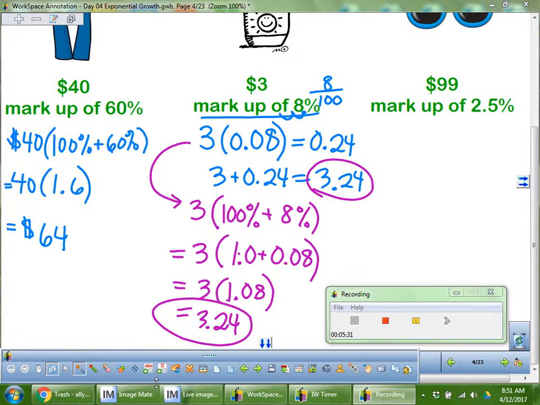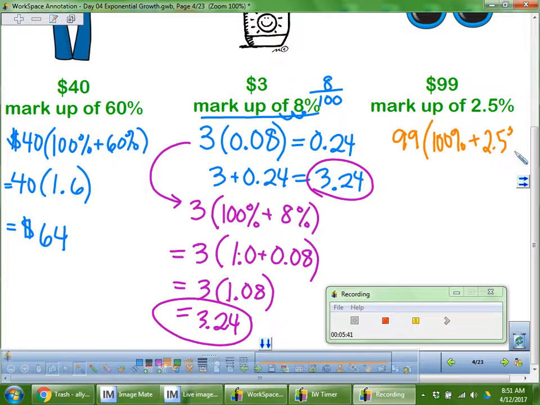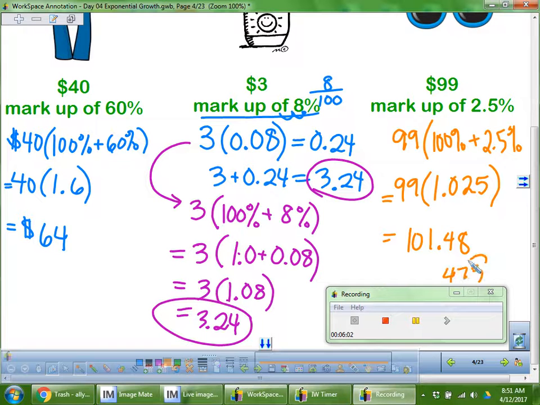Okay. Over here, was the decimal a little bit trickier? No? So this would be 100% plus the 2.5%, which we could write as 1.025. Did you guys write it correctly? So I got 101.48. I'm going to round it to 48 cents because it was 475, and the 5 will bump the 7 up to an 8. Can I explain which part?